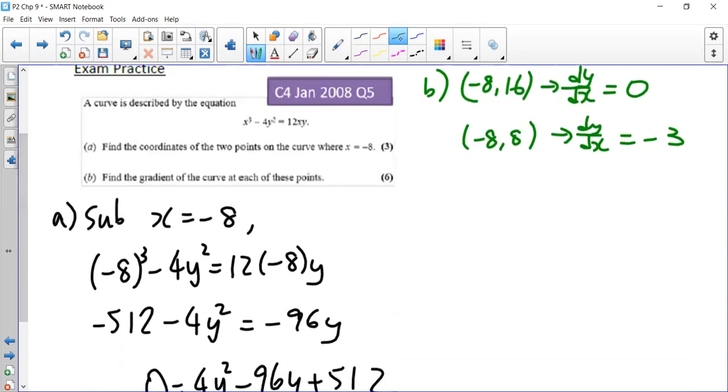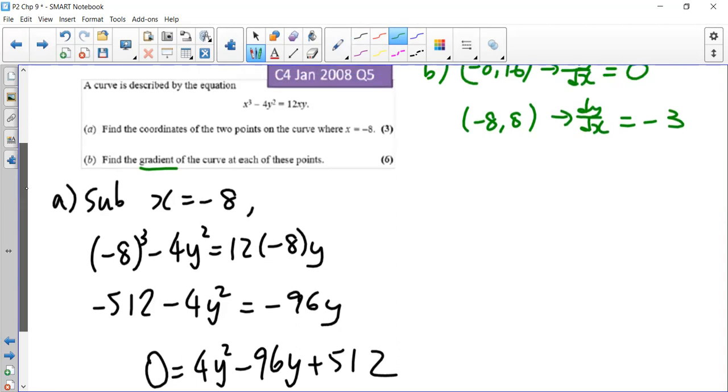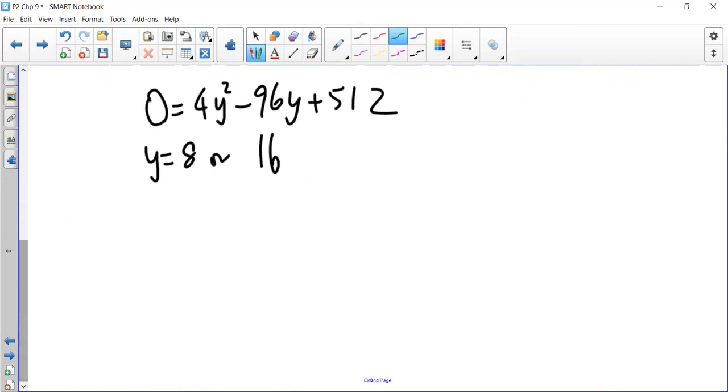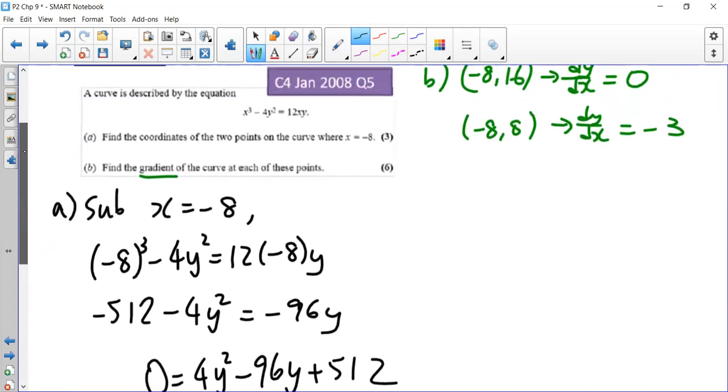Now, the gradient is like the key to differentiation. When they tell you gradient, you know you have to use differentiation. Okay? So let's differentiate. Find a gradient of the curve. So if I want to differentiate this implicit differentiation, I need to apply d by dx on both sides to begin with. So d by dx of x cubed minus 4y squared equals d by dx of 12xy. Just making sure I copied it correctly.